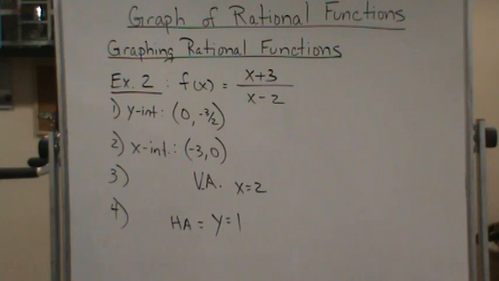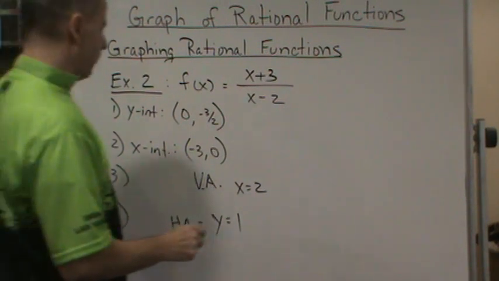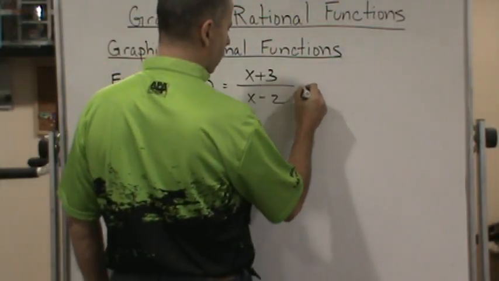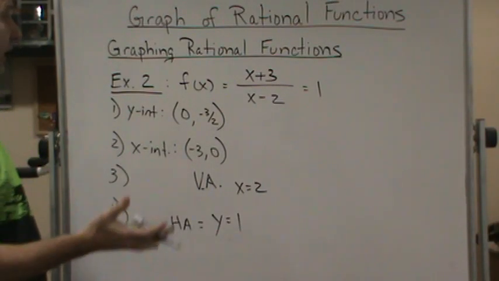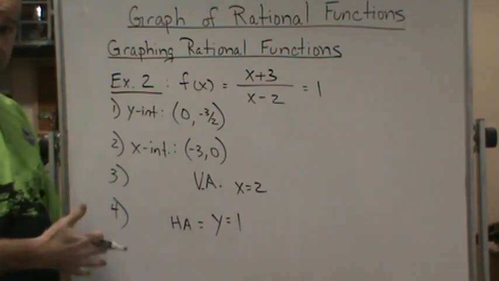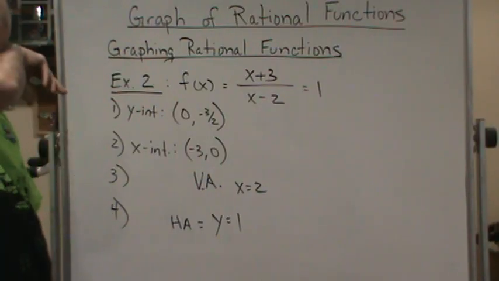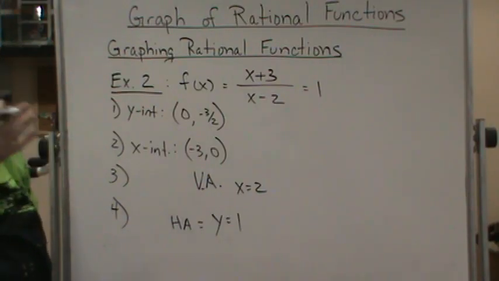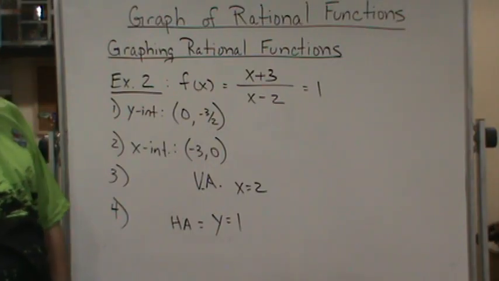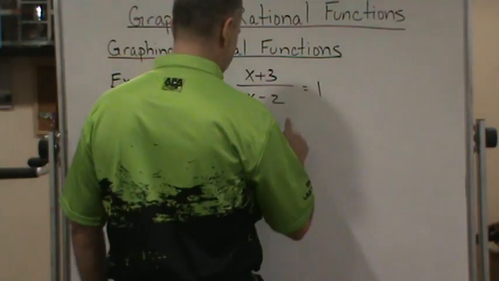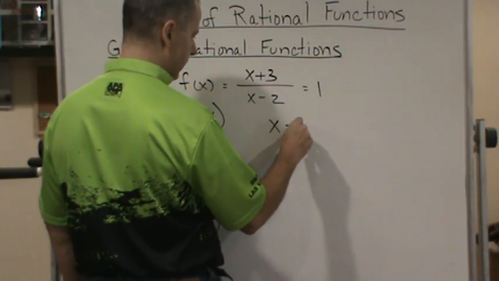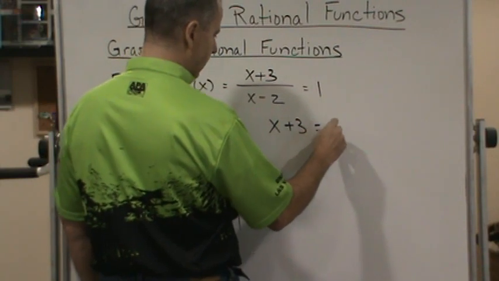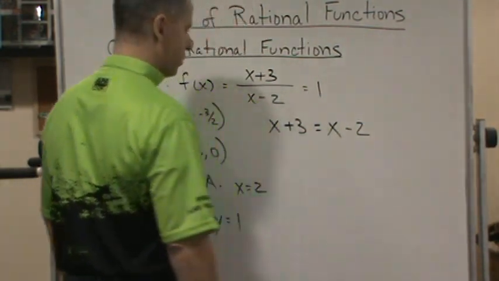Okay, now, does it cross the horizontal asymptote? To find out, we're going to set this equal to 1 and solve for x and see if we can solve for x. If we can, then we'll have a point where it crosses the horizontal asymptote. If we run into trouble and it's not solvable, then it doesn't cross. So I'm going to multiply both sides by x minus 2, which gives me x plus 3 is equal to x minus 2.